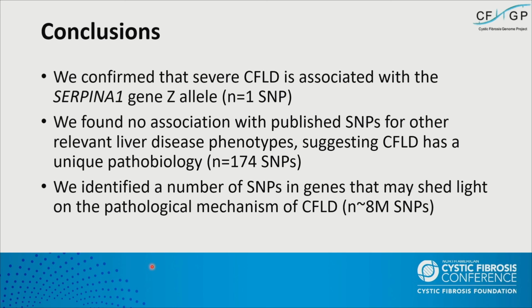Interestingly enough, we found no association with the published SNPs for 6 different categories of recognized liver disease, suggesting that CFLD has a unique pathophysiology, and could that actually be related to portal venopathy? And this is going to require a lot of study. So we hope that we have tweaked the hepatologists and gastroenterologists' interests into thinking about these genes and the obliterative portal venopathy that I'm hearing about now.